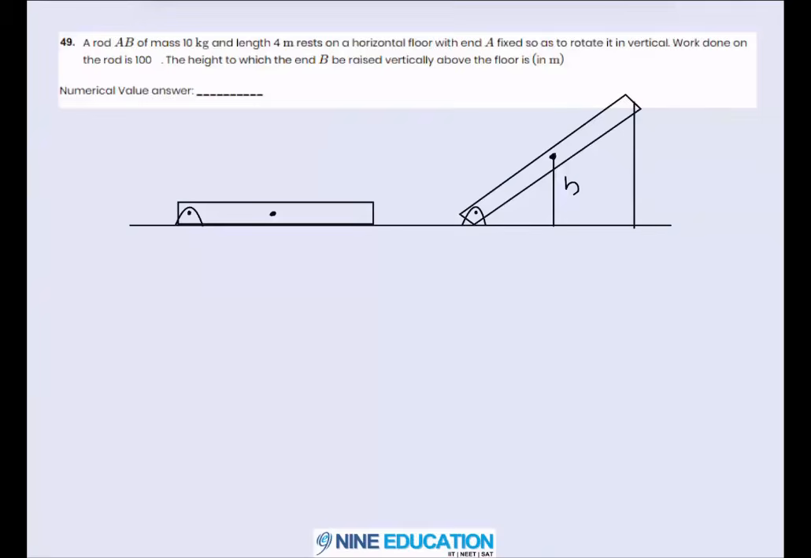In the question, we have to calculate the value of capital H, which is how much point B is going up. Now, as we are doing work against gravity, no non-conservative forces are acting. So we can assume that the work done by us will be the change in potential energy. The initial potential energy is 0 because the complete rod is on the ground, while the final potential energy will be mgh. That means the work done is mg into small h.